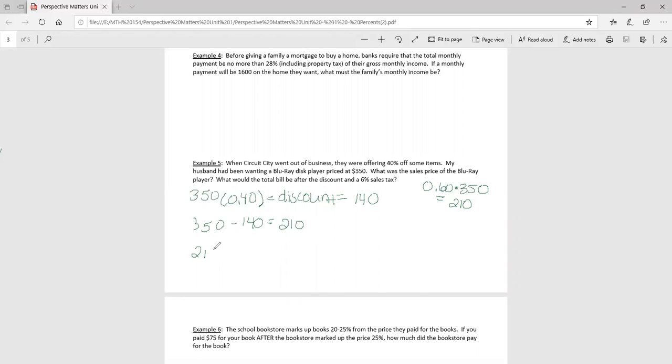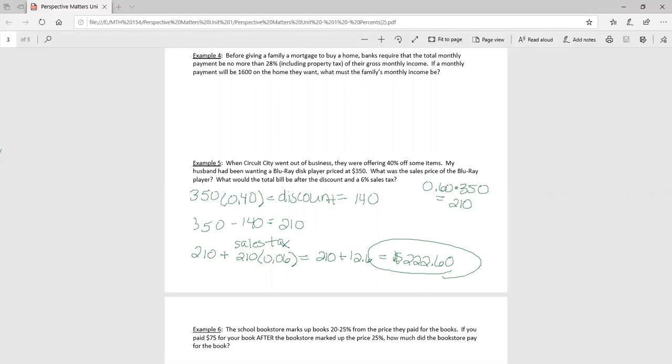So here's our 210, and now we need to add the sales tax. Sales tax is 6%. So converting the 6% to a decimal is 0.06. So adding those numbers together, we get 210 plus 12.60, which is a total of $222.60 for that final price of that Blu-ray player.